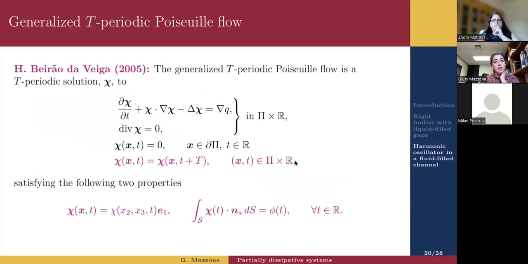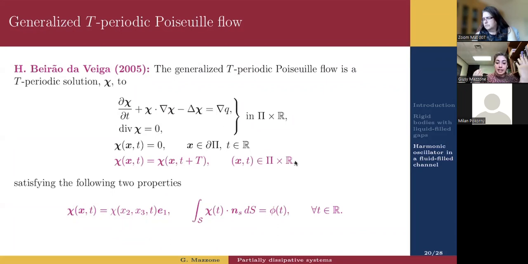The generalized T-periodic Poiseuille flow introduced by Bérard and Vega is a solution to the Navier-Stokes equations with zero boundary condition, periodic, which has this particular form. So they are fully developed. The only non-zero component is in the e1 direction, now with a time dependent component, but it does not depend on the corresponding variable x1. x1 is the space variable corresponding to e1, and with a prescribed time periodic flux phi.